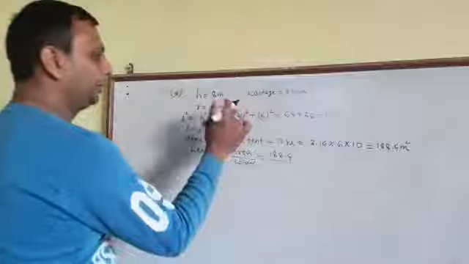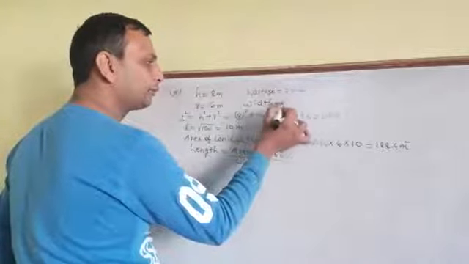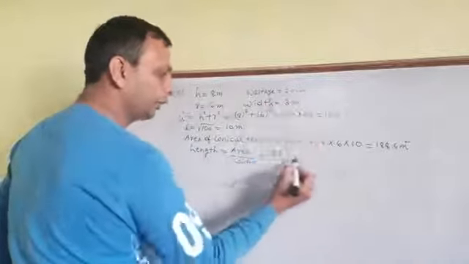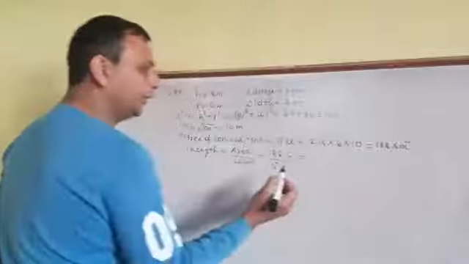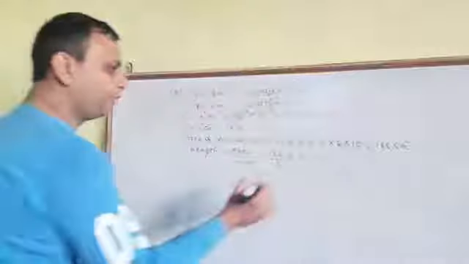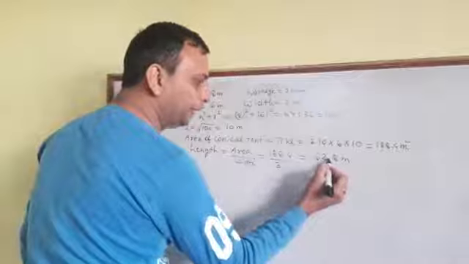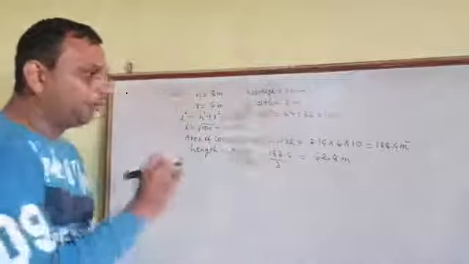Width is given as 3 meter. So 188.4 divided by 3, and on dividing we get 62.8 meter. This was actually the cloth we need to make the tent.